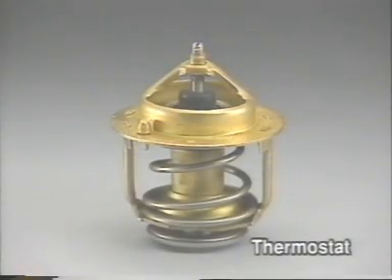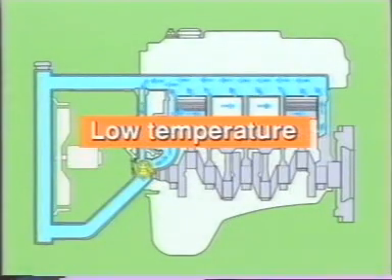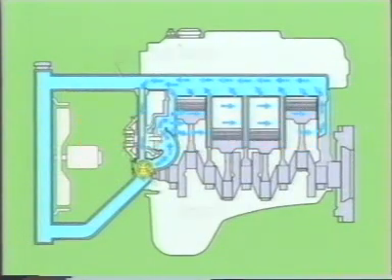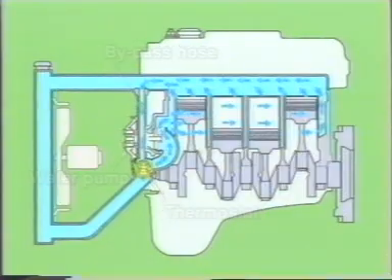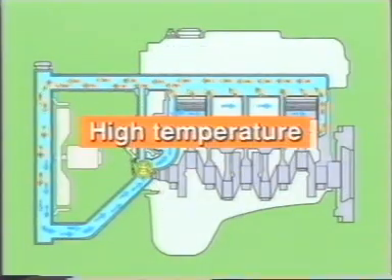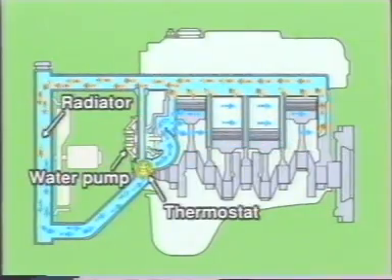There are two coolant flow circuits interswitched by the thermostat. When the coolant temperature is low, the thermostat closes, shutting off coolant flow to the radiator so as to warm the engine quickly. The coolant from the water pump then flows through the cylinder block and cylinder head, returning to the water pump via the bypass. When the coolant temperature becomes high, the thermostat opens, allowing the coolant to flow to the radiator, thus maintaining an appropriate engine temperature.